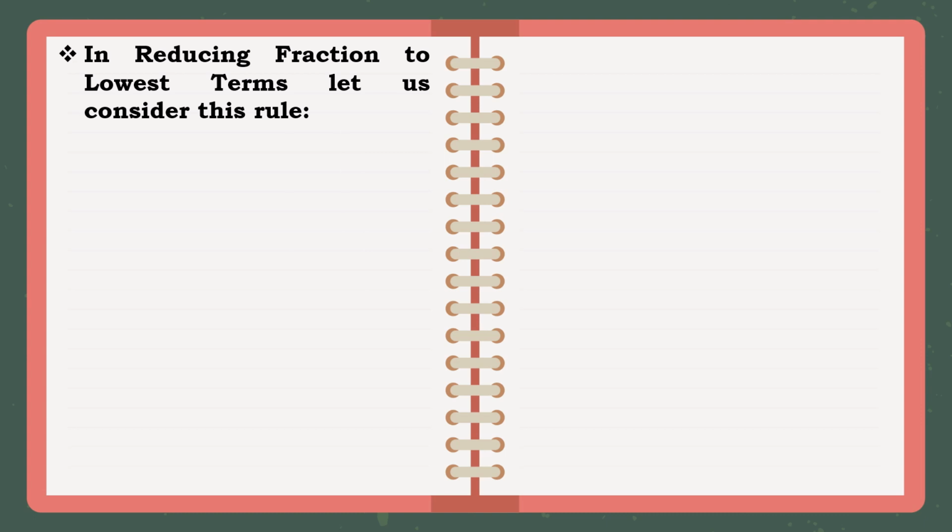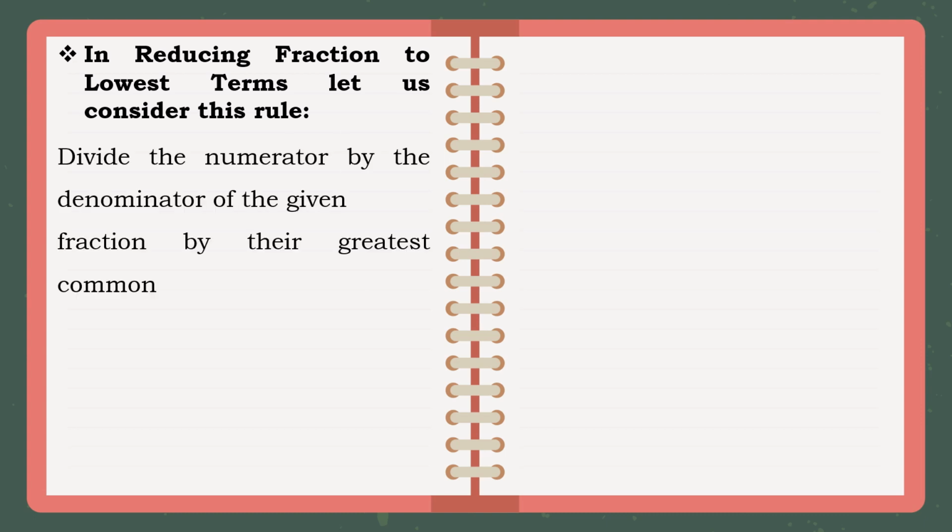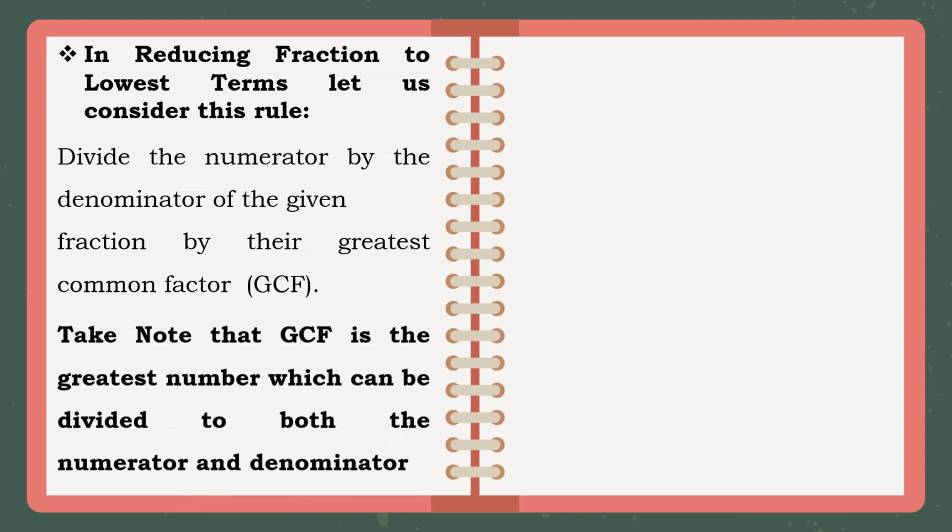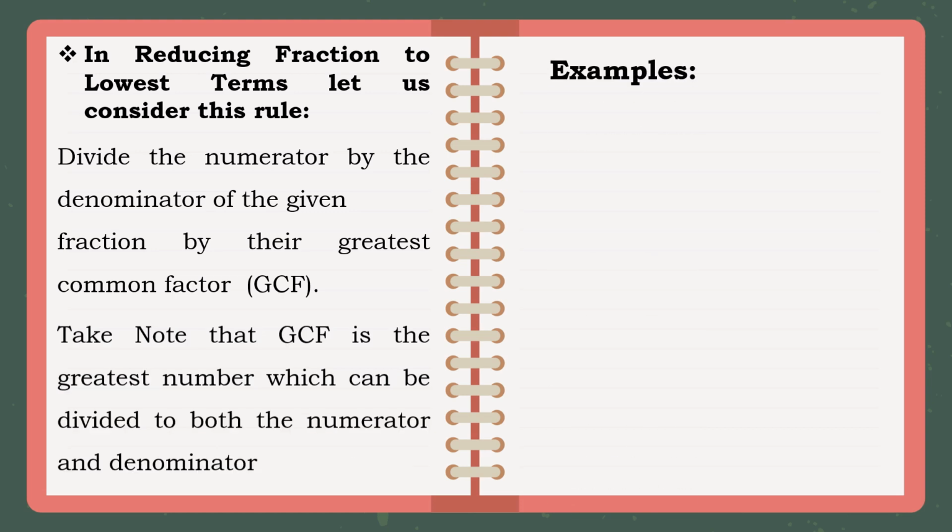In reducing fraction to lowest terms, let us consider this rule. Divide the numerator and the denominator of the given fraction by their GCF or their greatest common factor. Take note that GCF is the greatest number which can be divided to both the numerator and the denominator.